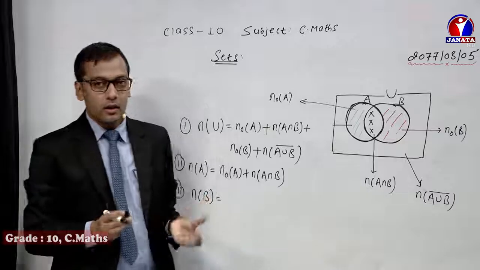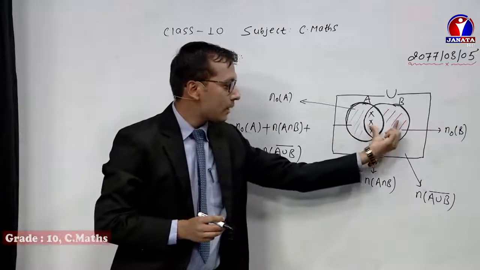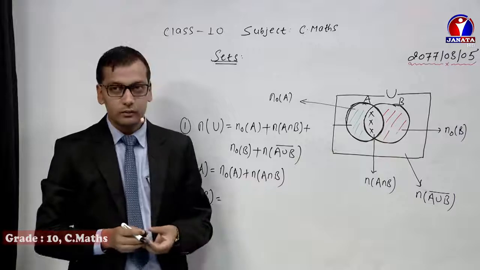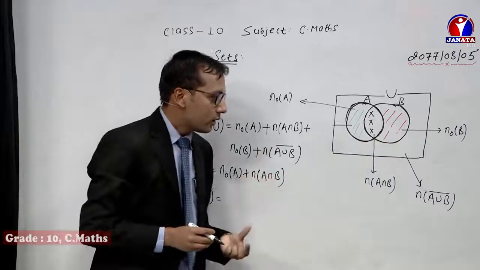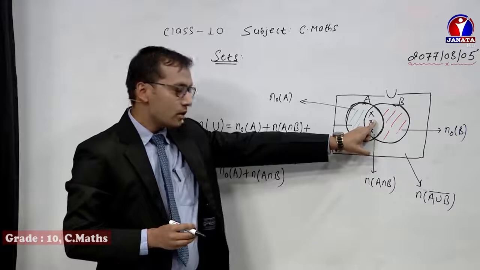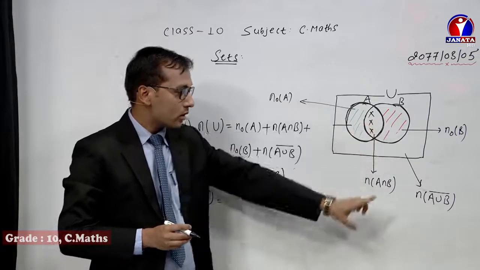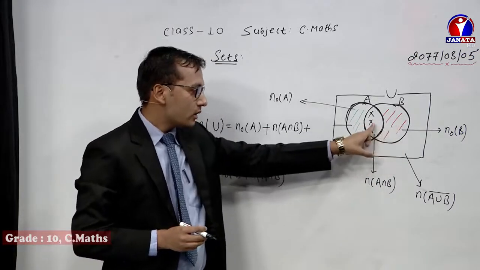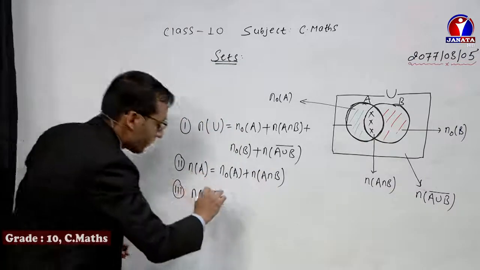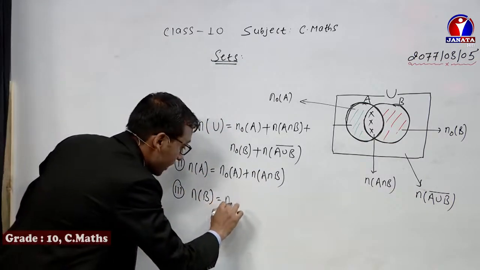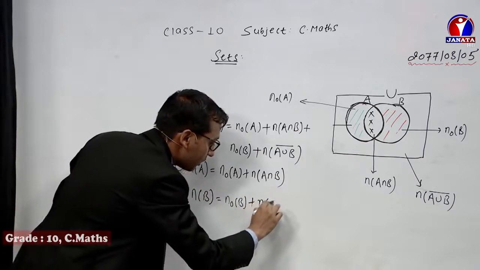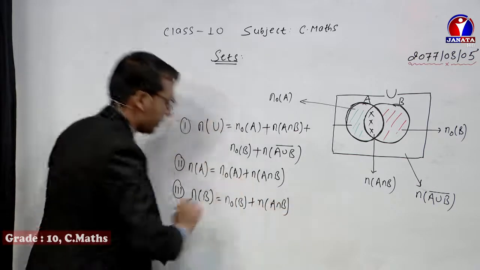Look at the complete circle of B, the complete set B. Here are again two different regions. These two different regions are intersection and n only B. Intersection of the two subsets and n only B. So let's write n only B plus A intersection B.